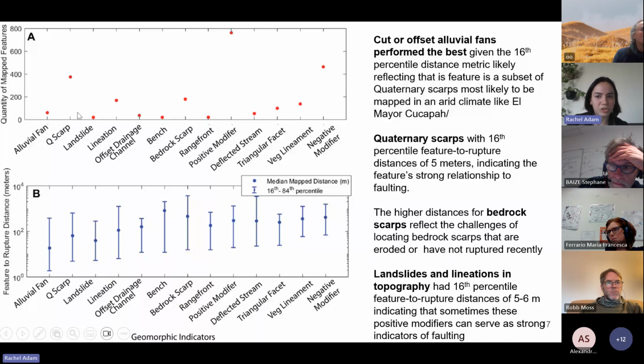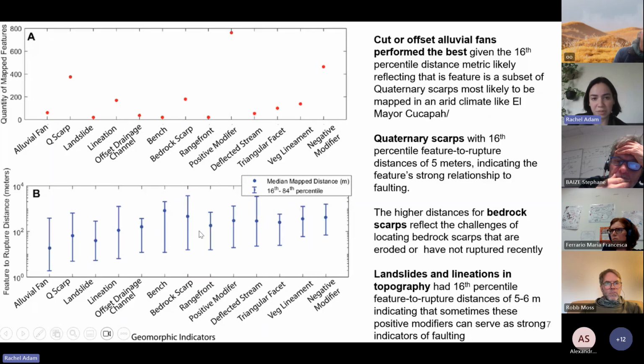The next best were quaternary scarps, and they had an average feature to rupture distance of 5 meters. They are normally well preserved and in fresh locations. The bedrock scarp in the middle here has a further distance. Not only might it have been skewed from that EMC location, but also there are challenges in locating bedrock scarps that are eroded or not ruptured recently.